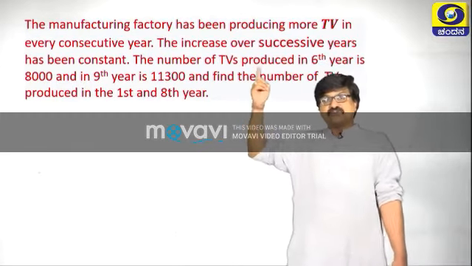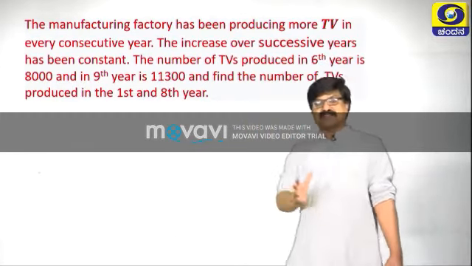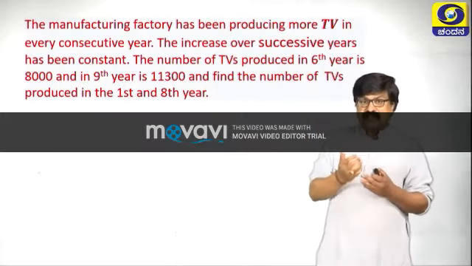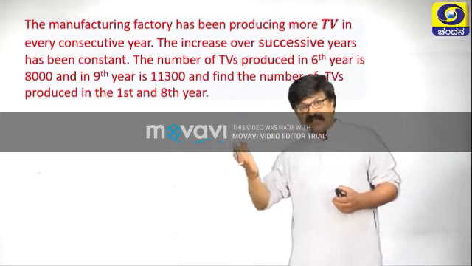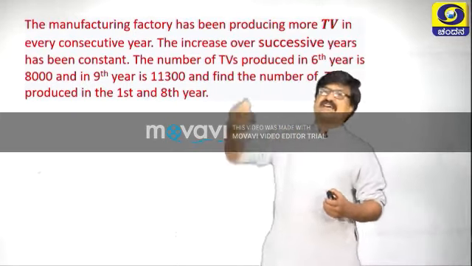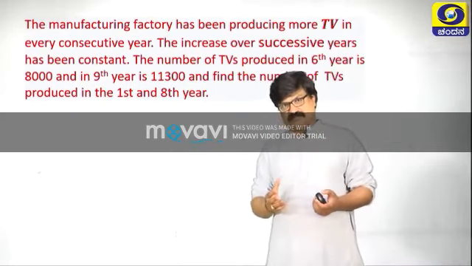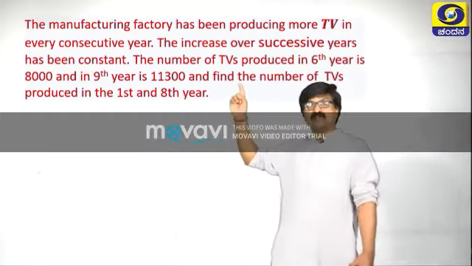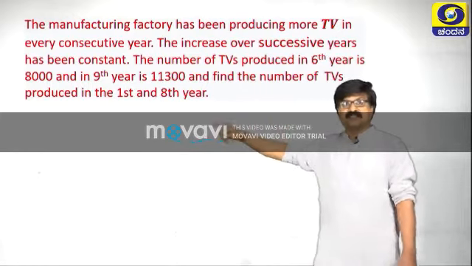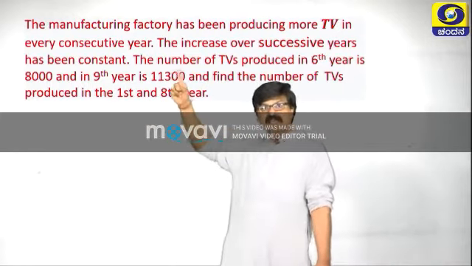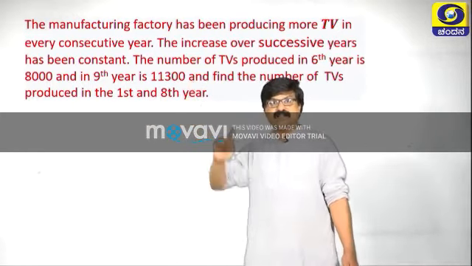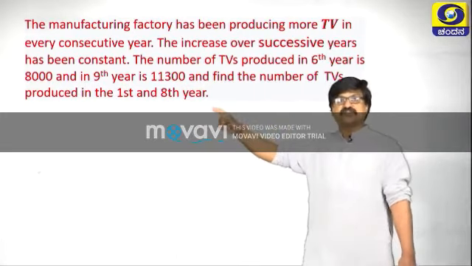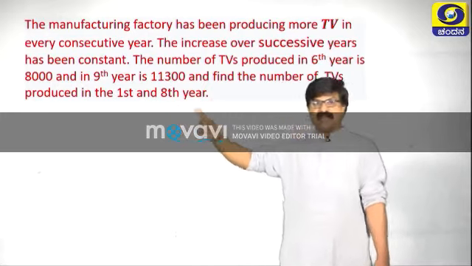The increase over successive years has been constant, constantly it is increasing. First year if they are increasing by 100, then second year again 100 TVs extra they are going to manufacture compared to the previous year, and the number of TVs produced in 6th year is 8,000, 9th year is 11,300, and find the number of TVs produced in 1st and 8th year.